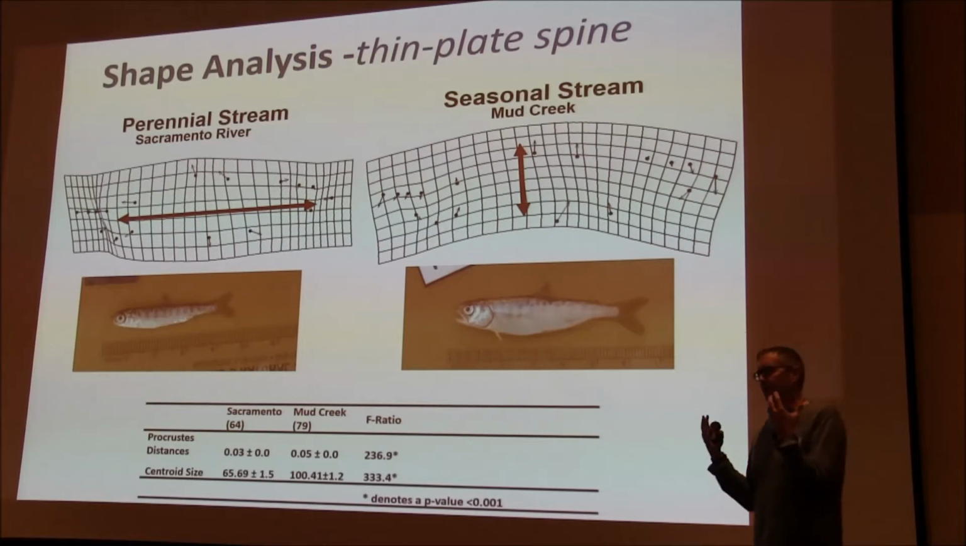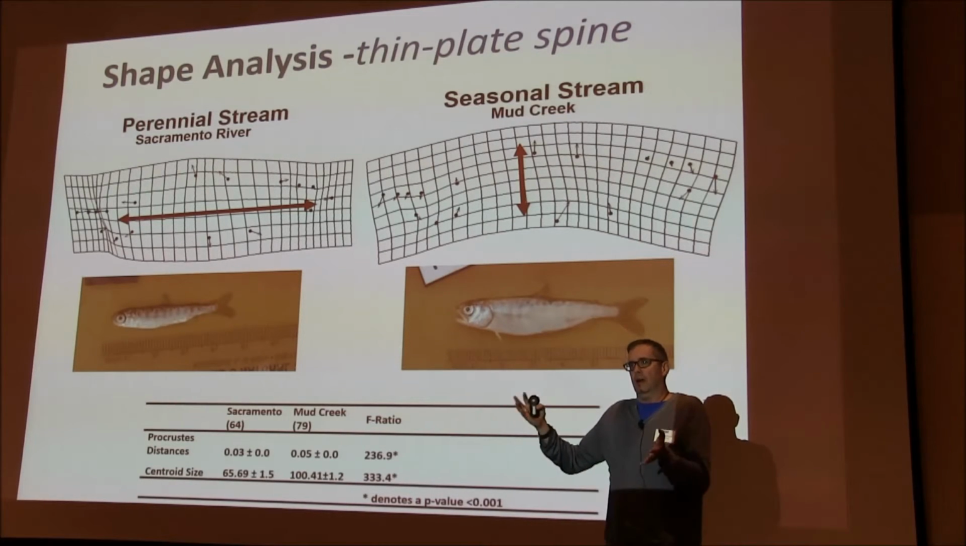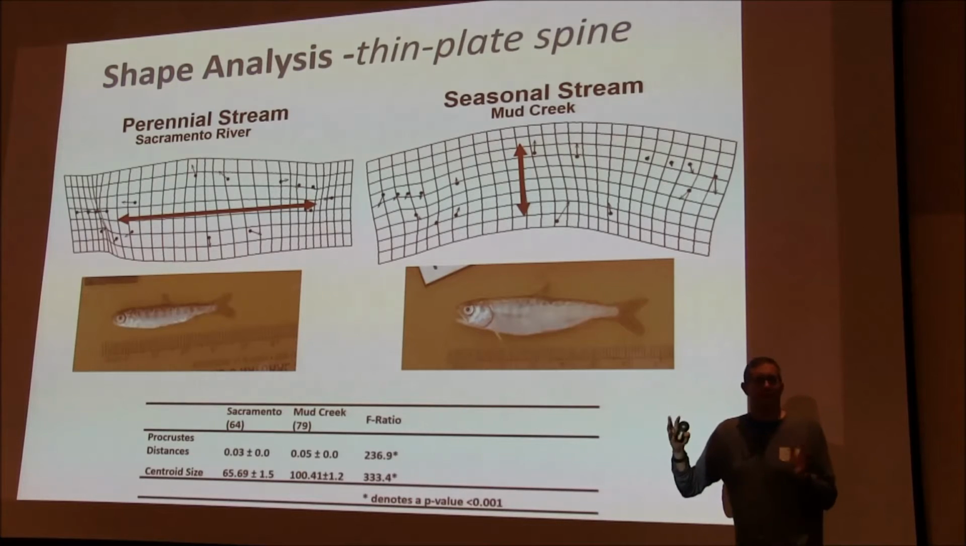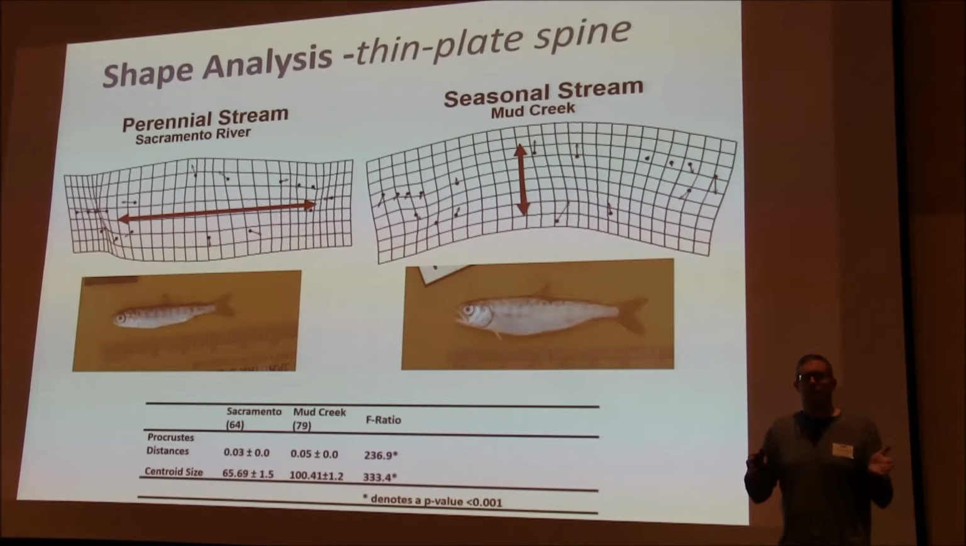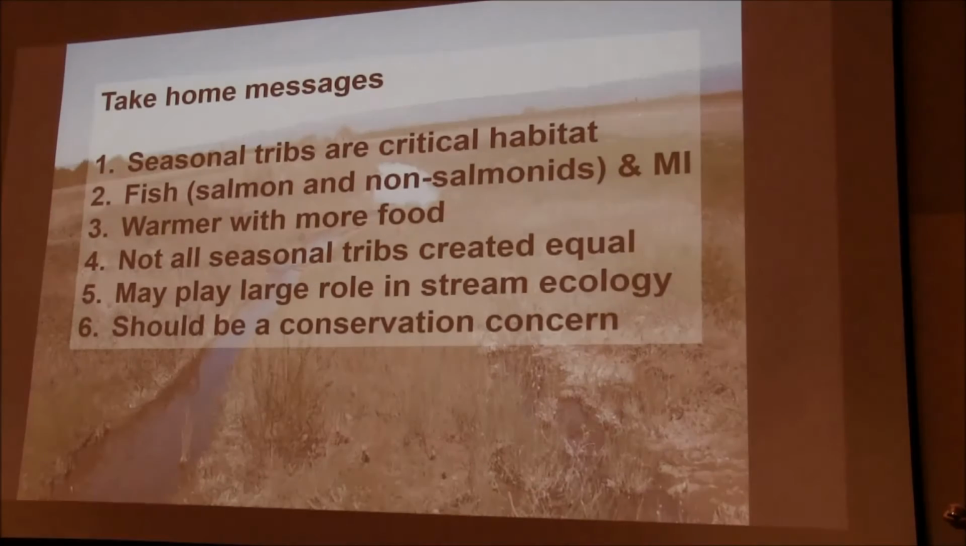So literally in these seasonal tributaries, the fish that are a few miles, if that, away from the main stem river are growing differently. Like they're physically growing differently, right? Which is crazy when you think about it, or maybe not.